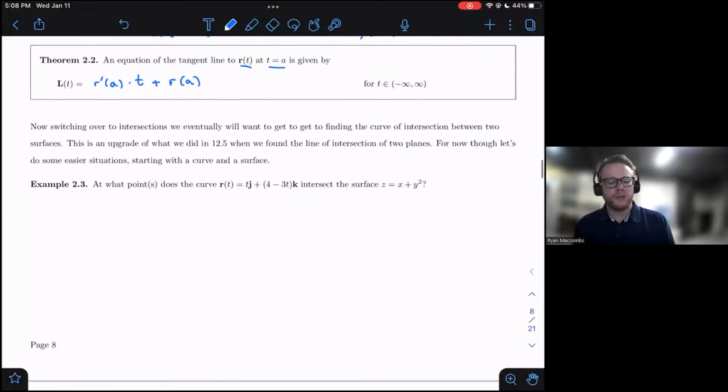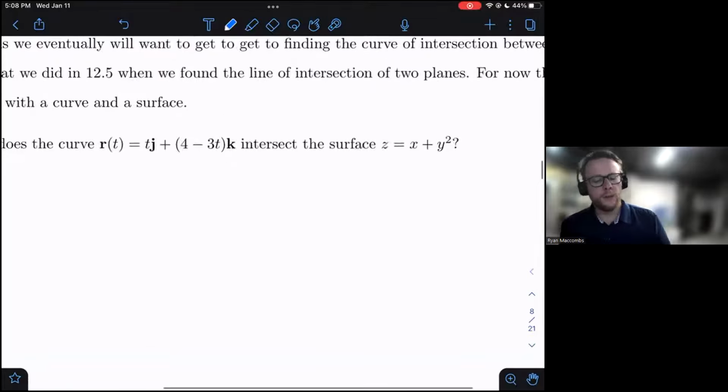Another thing that I'd like to be able to do, and again, this is kind of an upgrade from 12.5, is we're going to end up working towards the intersection between two surfaces. Right now, we're going to just deal with a curve and a surface, but eventually we're going to get the intersection between two surfaces. Just like we did in 12.5, we found that a line was the intersection of two planes. And so if you have two surfaces, you're going to get some generic curve, maybe, the intersection between two surfaces. So let's go ahead though and work on this one here.